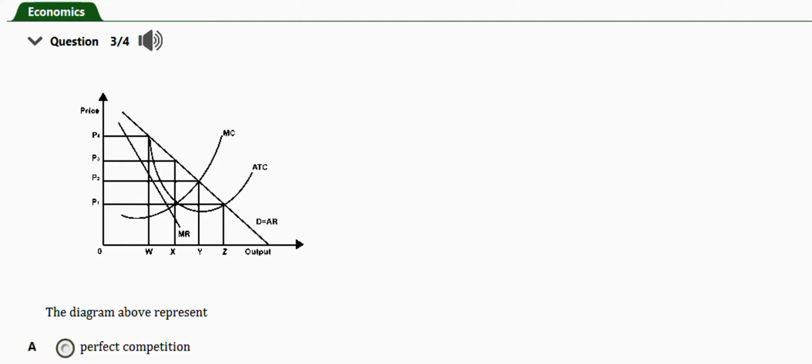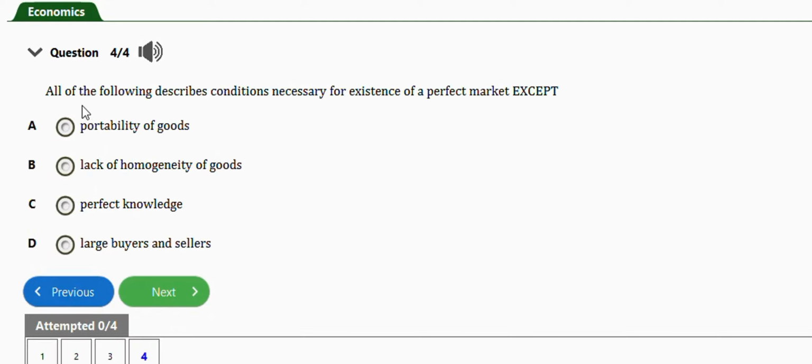The next question, which is the last one, is this one. It says all of the following describe conditions necessary for existence of a perfect market except we have portability of goods, lack of homogeneity of goods, perfect knowledge, large buyers and sellers. So the exception here is option B, which is lack of homogeneity of goods.